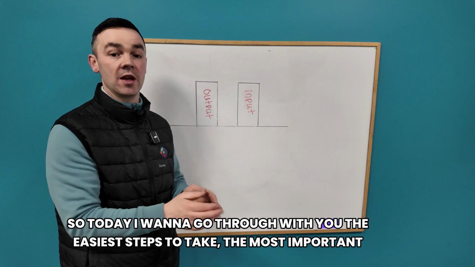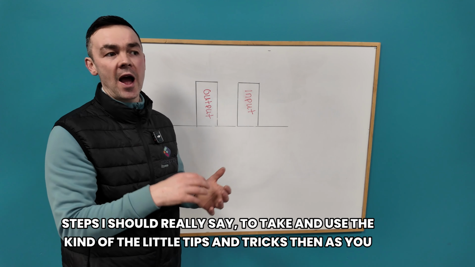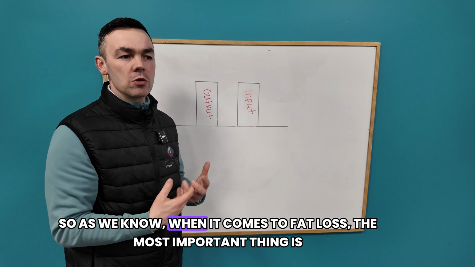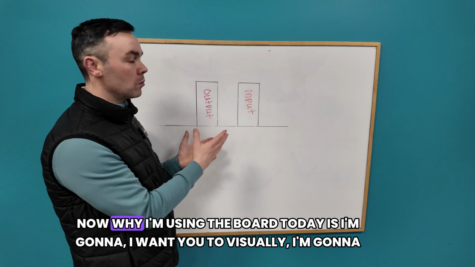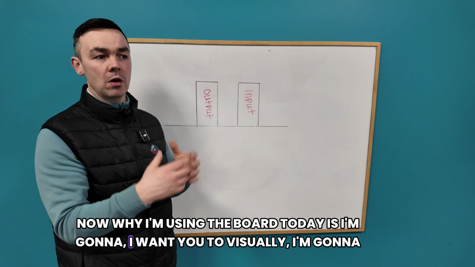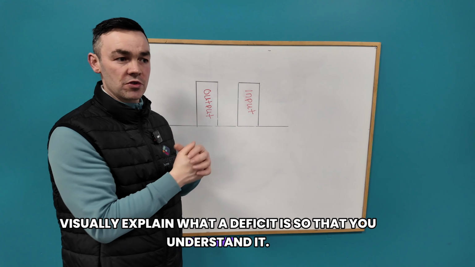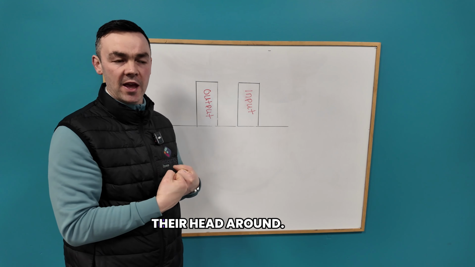So today I want to go through with you the easiest steps to take, the most important steps I should really say to take, and use the little tips and tricks then as you go along. So as we know, when it comes to fat loss, the most important thing is you create a deficit. Now why I'm using the board today is I'm going to visually explain what a deficit is so that you understand it. It's still quite a hard concept, I feel like, for a lot of people to get their head around.